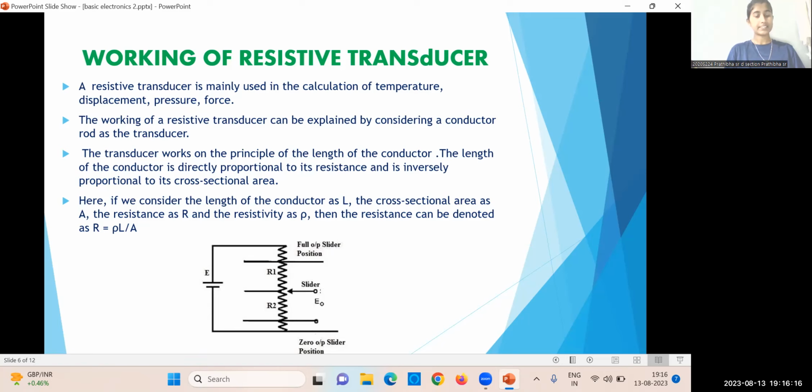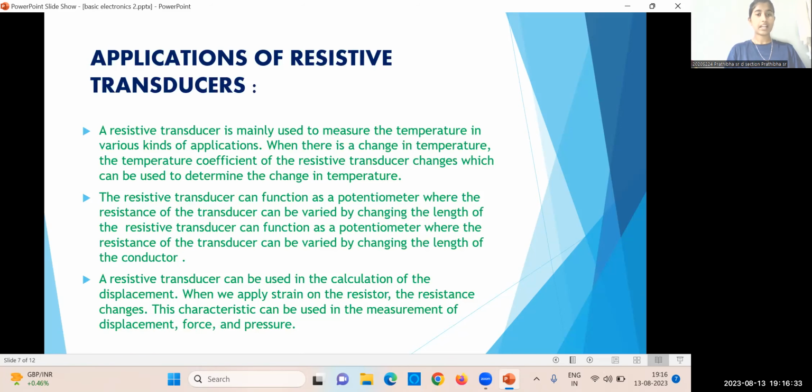Here, if we consider the length of the conductor as capital L, the cross-sectional area as capital A, the resistance as capital R, and the resistivity as rho, then the resistance can be denoted as R equals rho L by A. Let us see the application of resistive transducers.